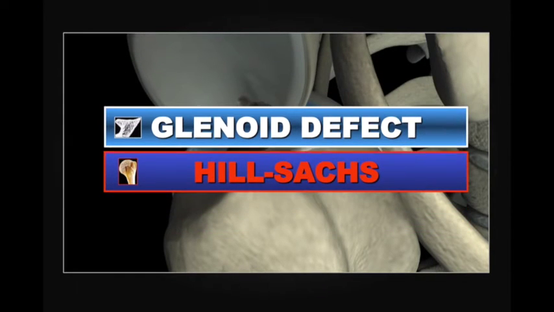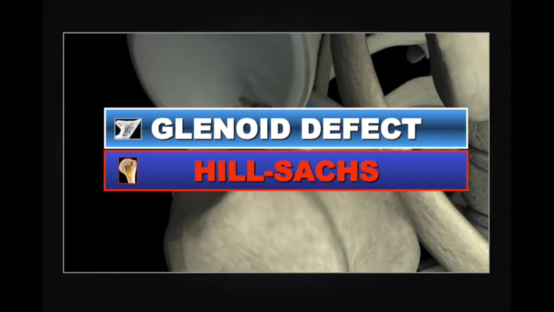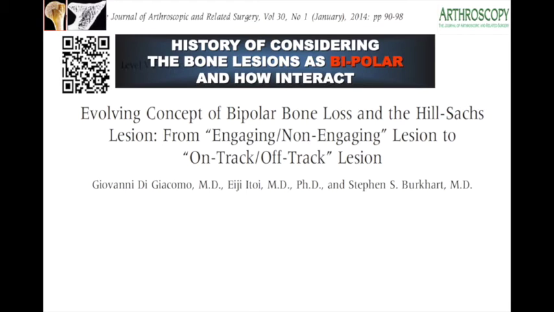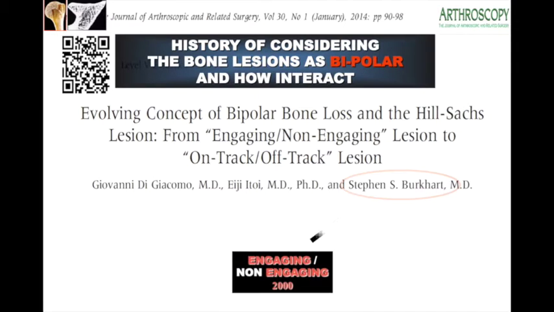In any case, glenoid defects and humeral defects must be considered together. The first to make this consideration in 2000 was Burkhart, who described Hill-Sachs lesions as either engaging or non-engaging.